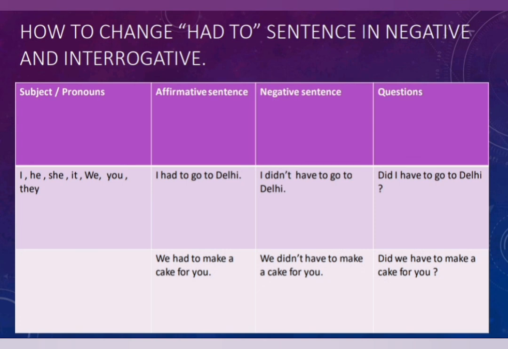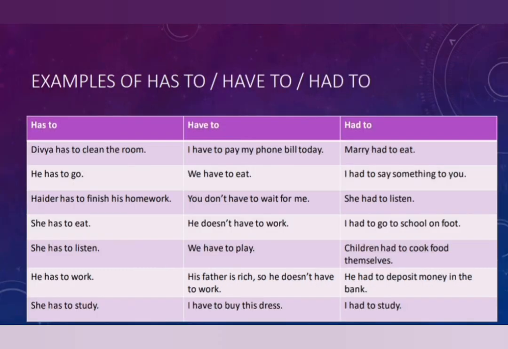Just remember one thing: while writing the affirmative sentence, some sentences are to be written with has to, some with have to, and some with had to. But in case of negative and interrogative sentences, we have to write all the sentences only with the basic have to form using the necessary helping verbs. Students, now read some mixed sentences given in the table for better understanding.